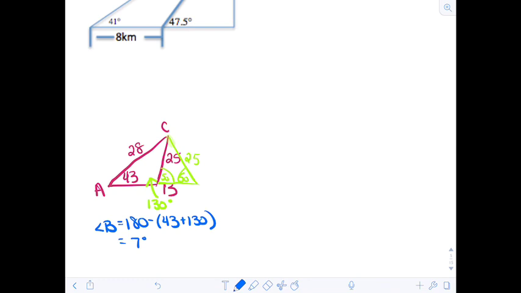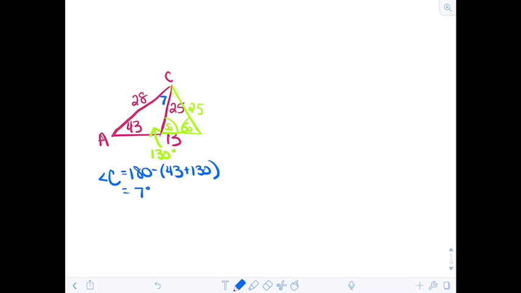Wait, that was angle C I was finding. Yeah, B is 130. This should have been angle C, I'm sorry. So C is 7 degrees. B was 130. So there we have B and C, and now we need to find the new side C for this other one right here.